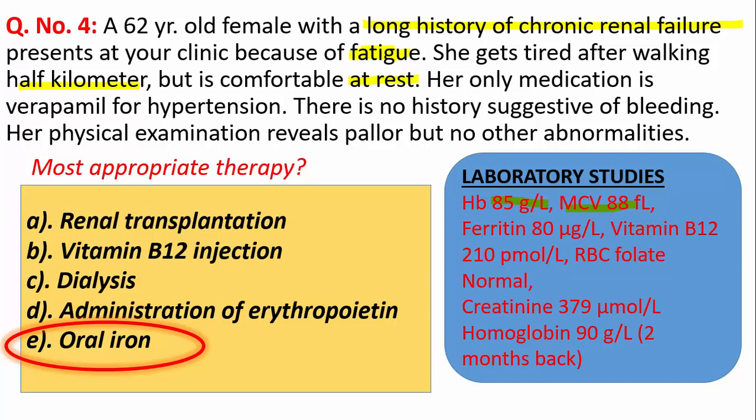Vitamin B12 injection here will be incorrect because the level in this patient is normal. And administration of erythropoietin is done after iron supplementation has been initiated in the chronic renal failure patient. So in patients with CKD, we have to know that iron supplementation should be given before erythropoietin administration, and in the patient who needs dialysis, IV iron therapy is far more efficacious than oral iron supplementation.